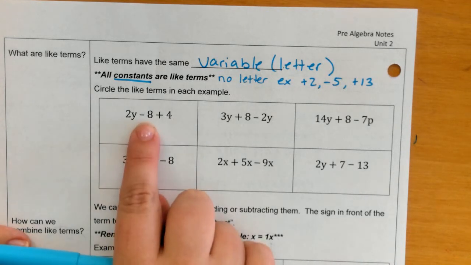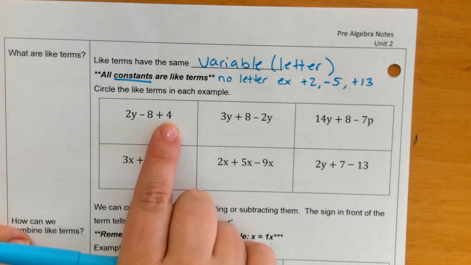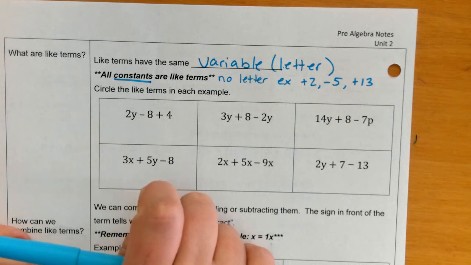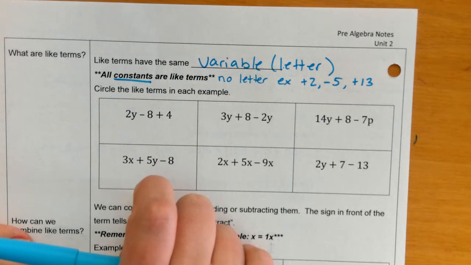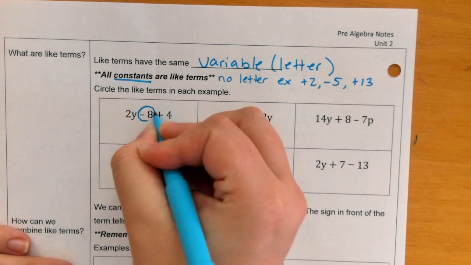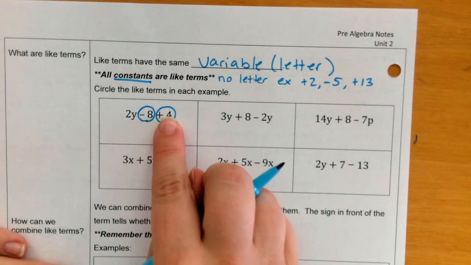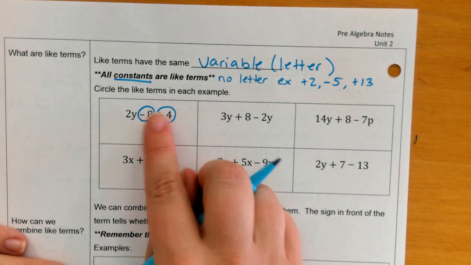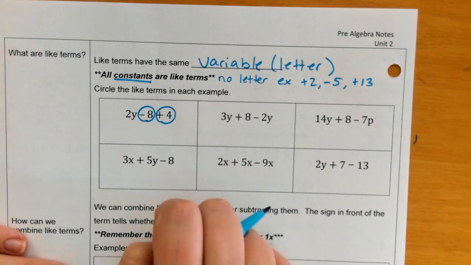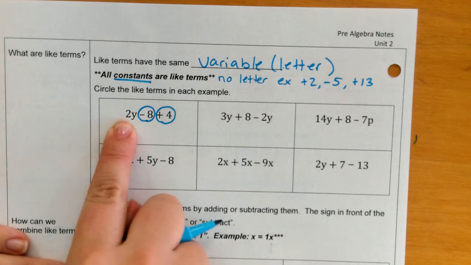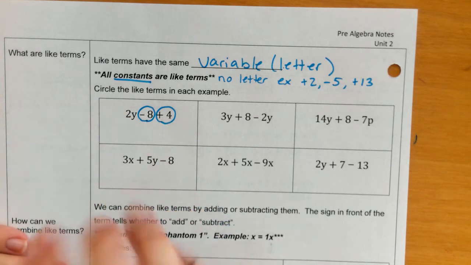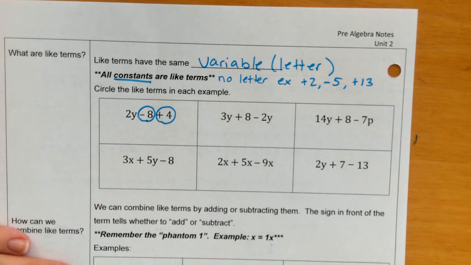So 2y - 8 + 4. What are the like terms? The like terms are this 8 and this 4, because 8 and 4 do not have a letter with them. So they are both constants, they are like terms. This 2y, there's nothing else here that has y, so it doesn't have any other friends in that expression.